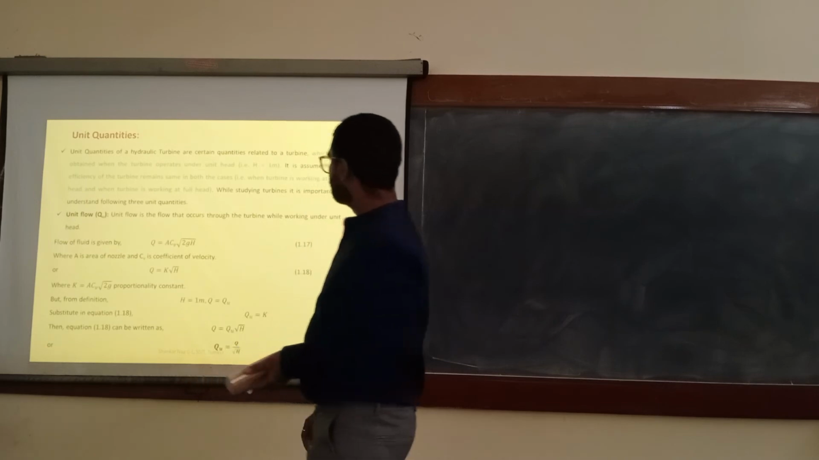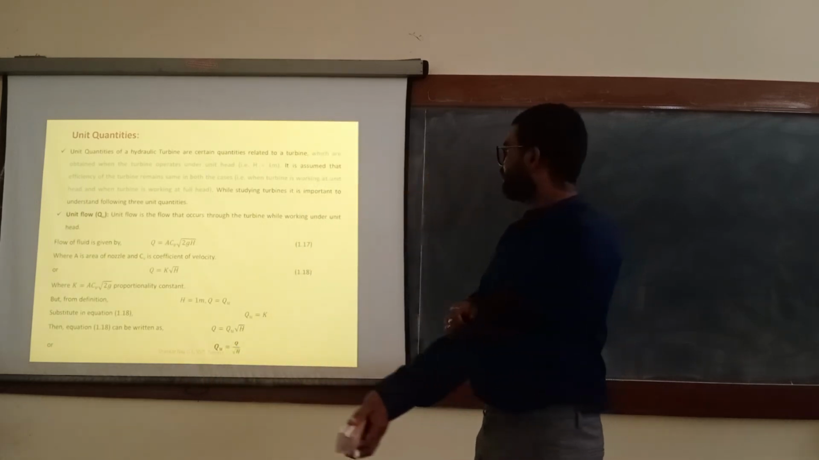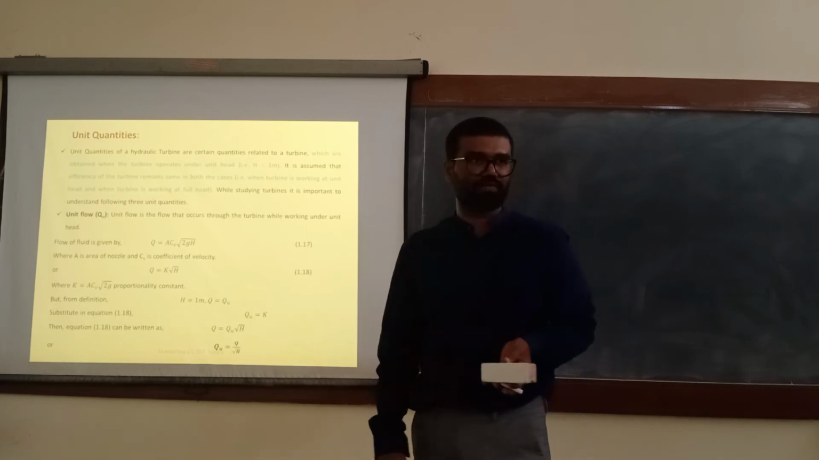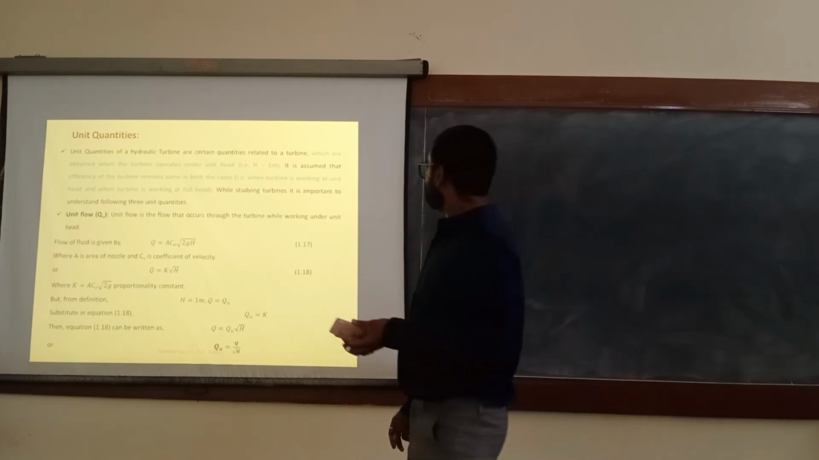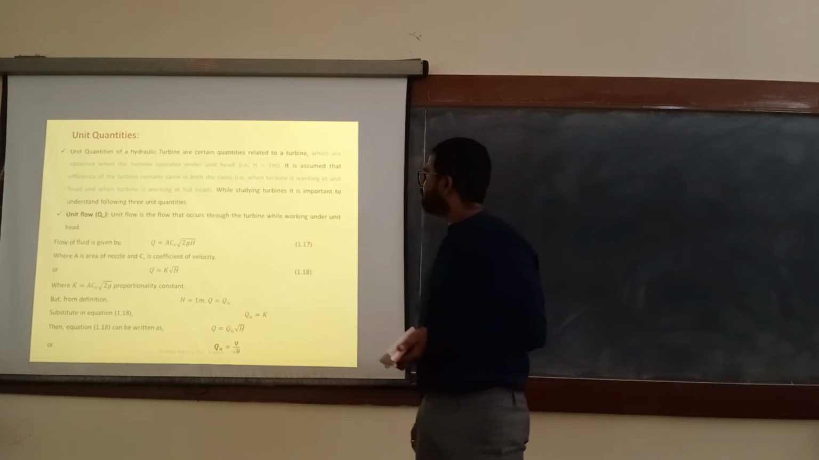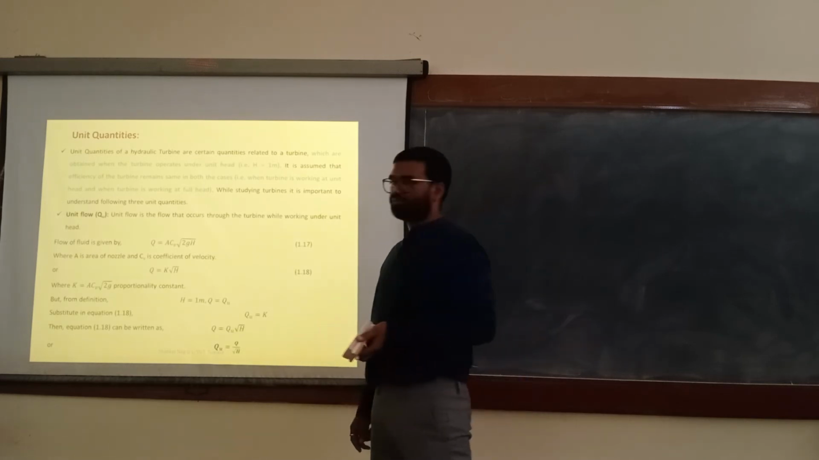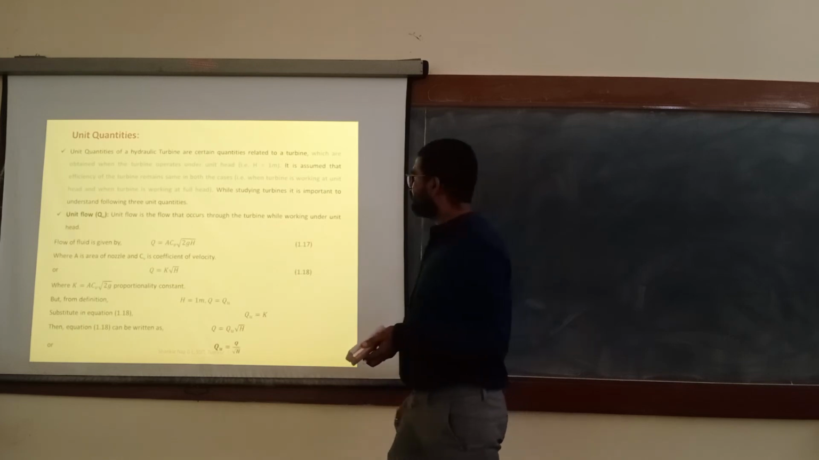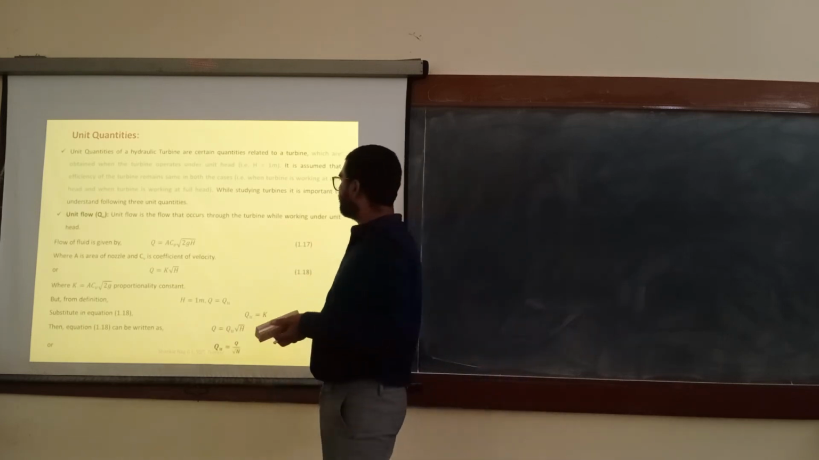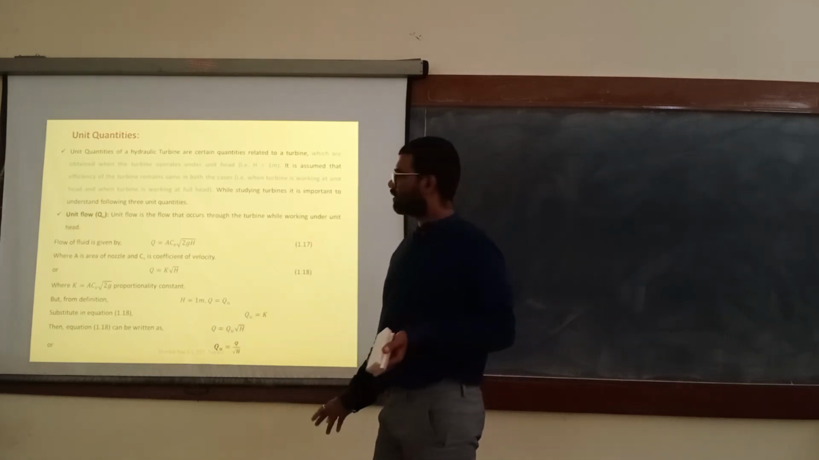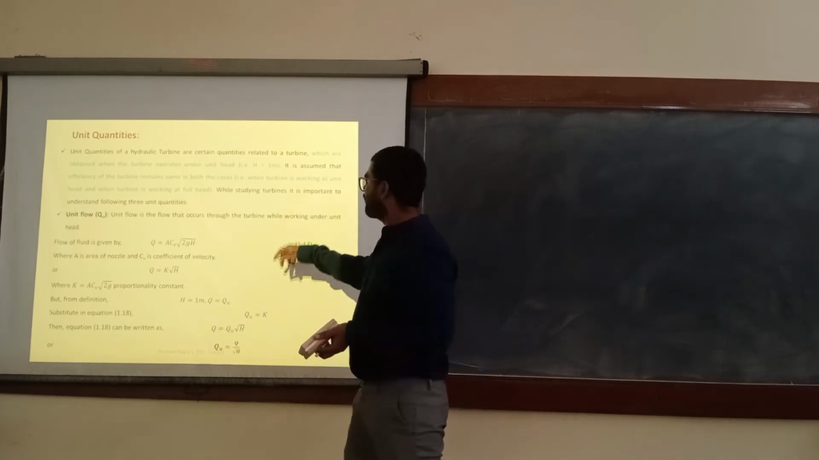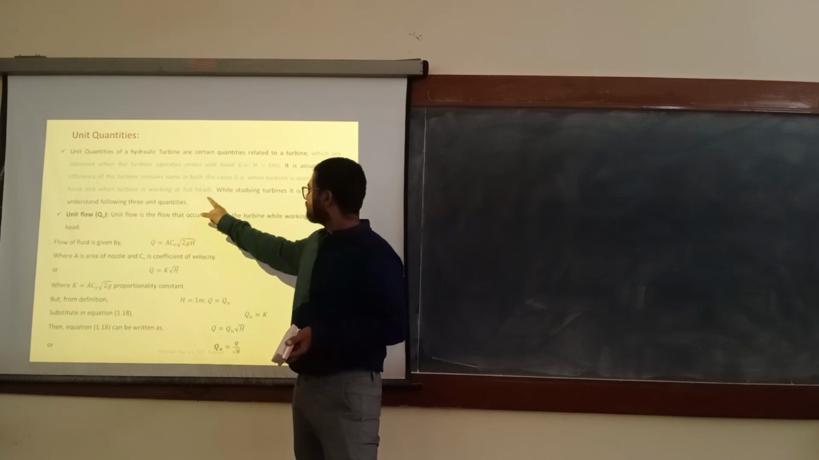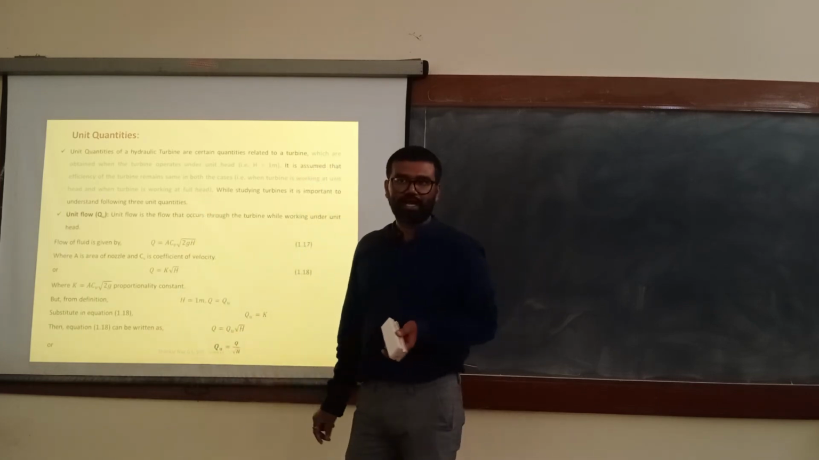Next we will discuss unit quantities. Generally, unit quantities are determined for hydraulic turbines. These unit quantities are obtained when the turbines operate under unit head, that is H equal to 1 meter, and here we assume that the efficiency of the turbine remains the same in both cases. In both cases means when the turbine is working at unit head, that is 1 meter head, and when the turbine is working at full head.